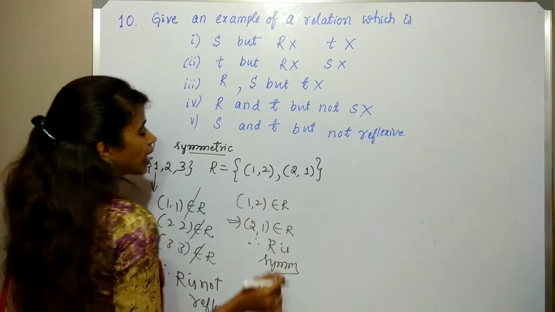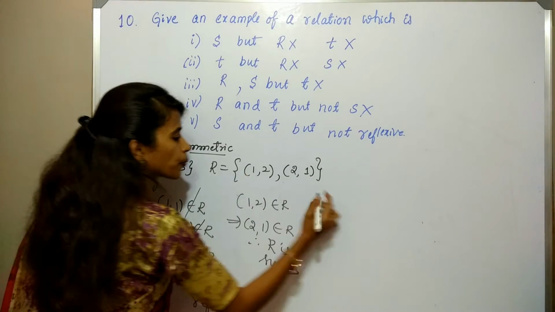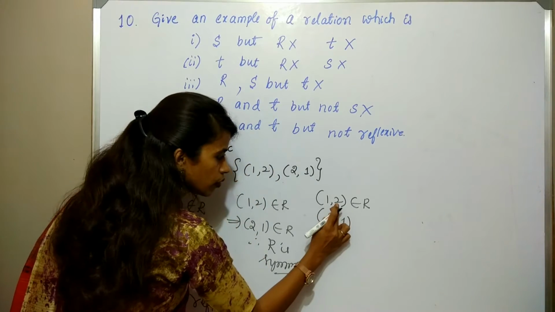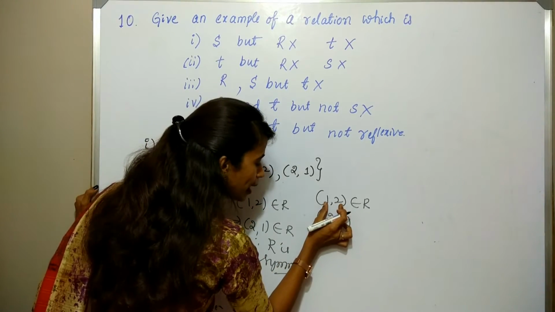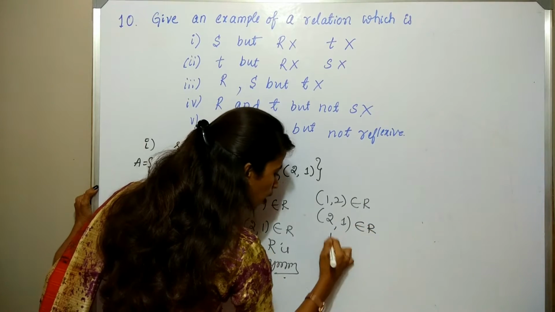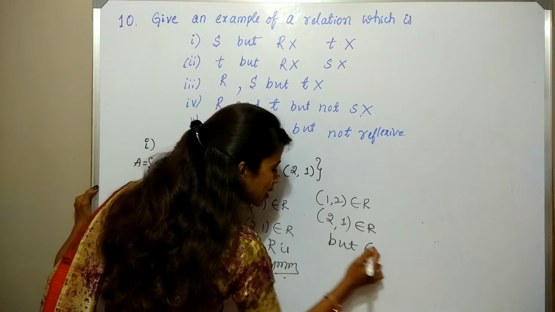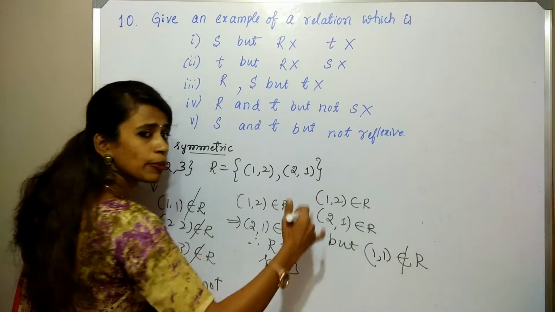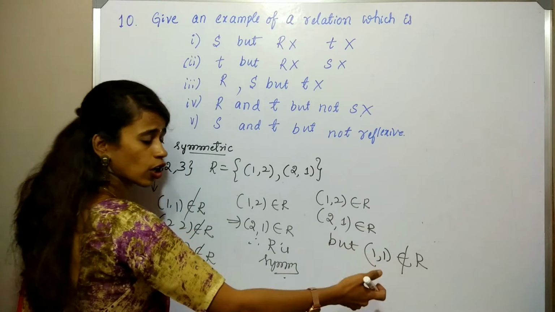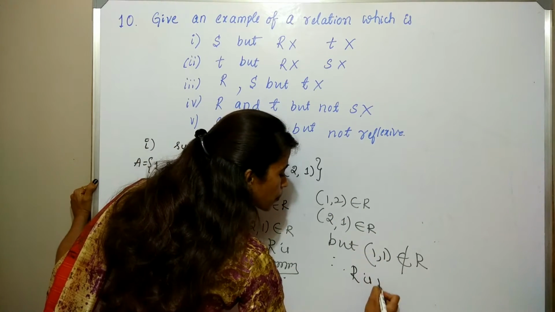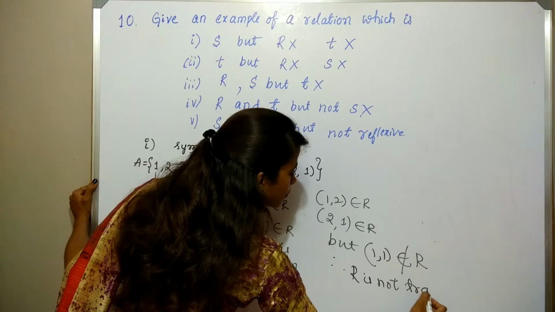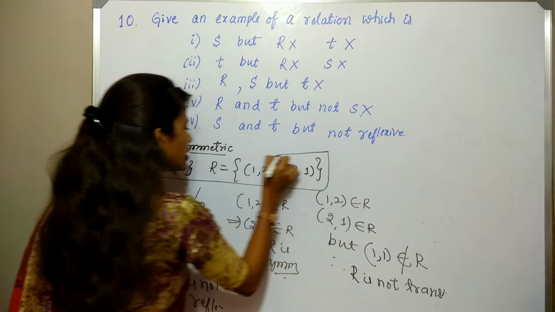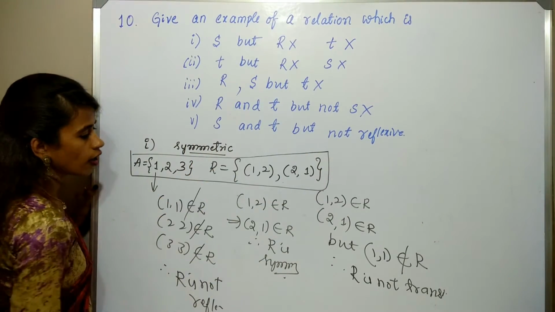So now it is not transitive. Why is it not transitive? (1, 2), that is (A, B), belongs to R. Starting with 2, (2, 1), that is (B, C), belongs to R. But what is (A, C)? A is 1, C is 1. (1, 1) does not belong to R. (A, B) belongs to R, (B, C) belongs to R, but (A, C) does not belong to R. Therefore, R is not transitive. So this is an example which is symmetric but neither reflexive nor transitive.